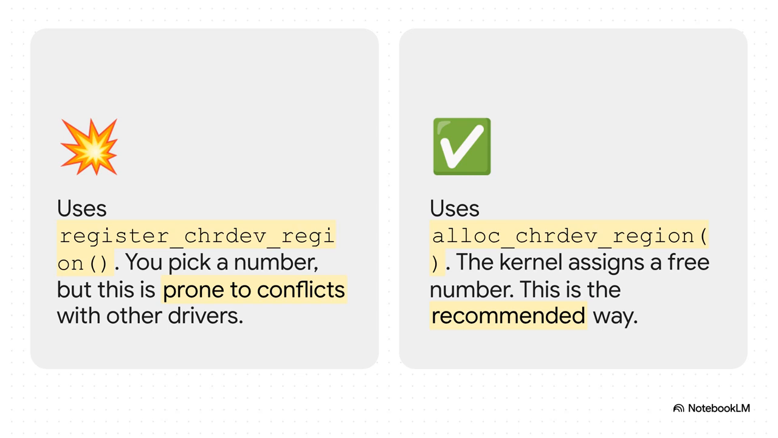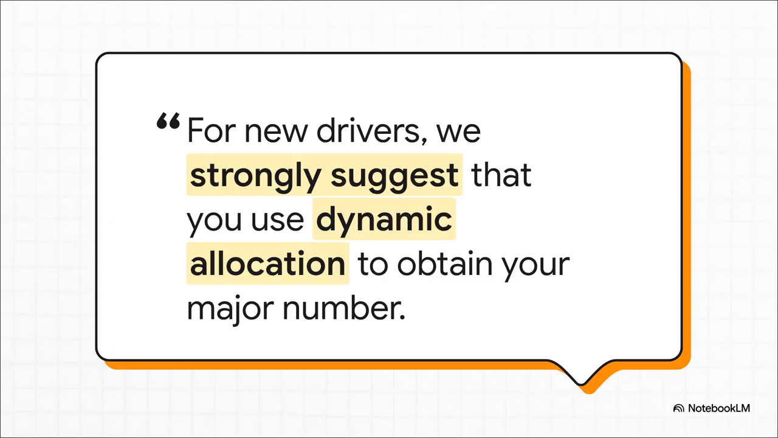And it hands you one that is guaranteed to be available. No conflicts, no mess. And hey, don't just take my word for it. The folks who actually write the Linux kernel are very, very clear about this. Dynamic allocation is the right way to do it. It keeps your driver from stepping on anyone else's toes and helps the whole system run smoothly.